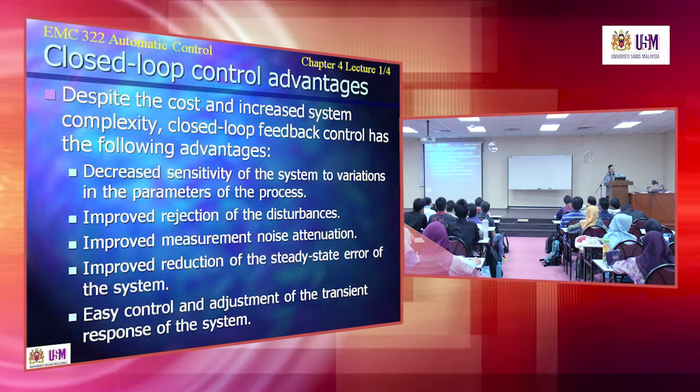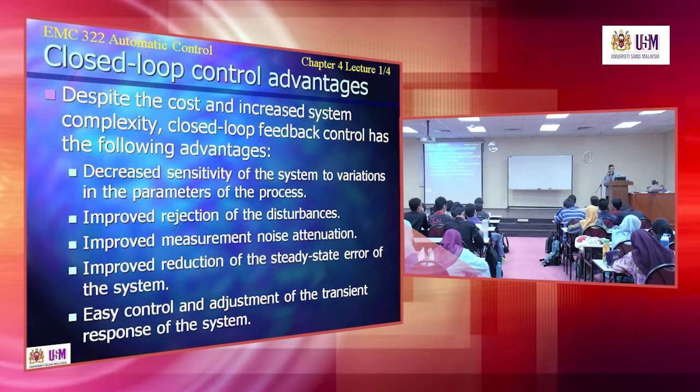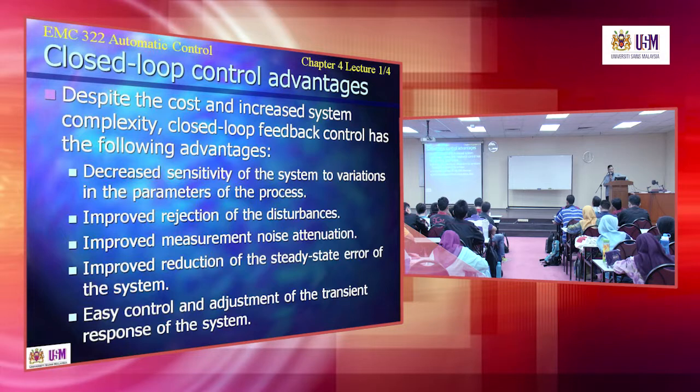The third one is improved measurement noise attenuation. Of course, when we add the feedback, we may need to face noise, and the noise is considered as another input, so surely it will also contribute to the response. But later we will show that although there is additional input as noise when we add the feedback, with the closed loop the system is still able to improve the measurement. We will also prove this later.